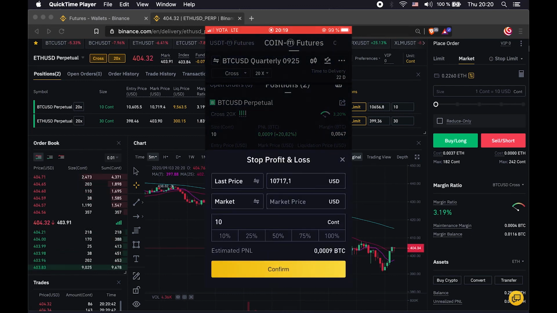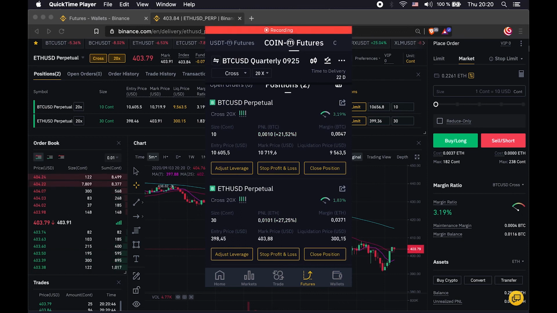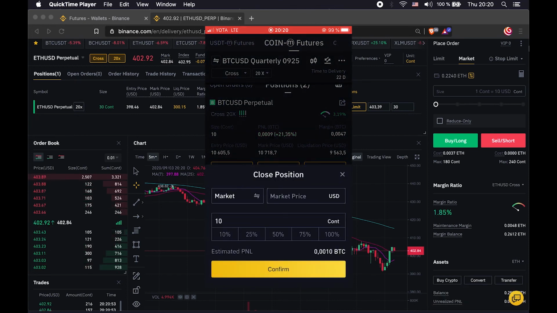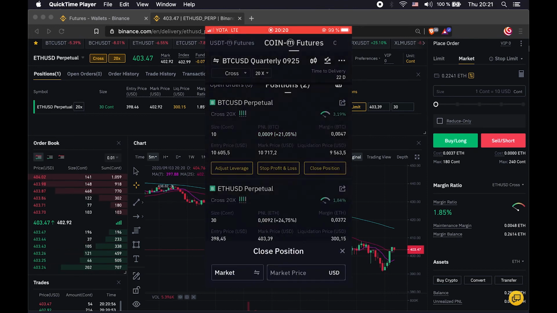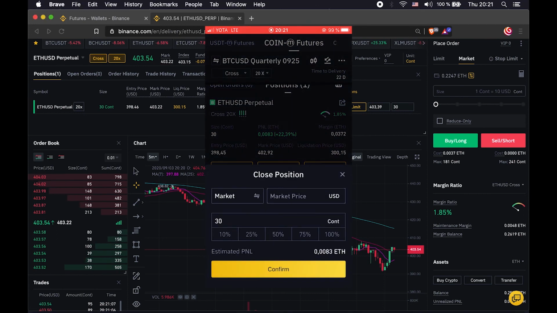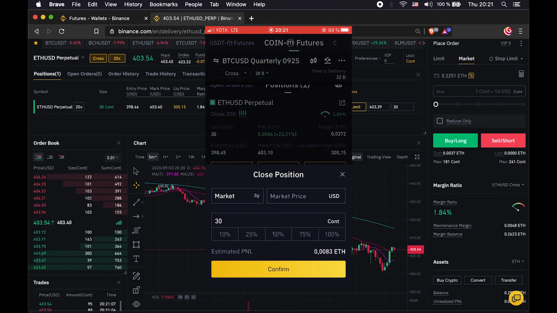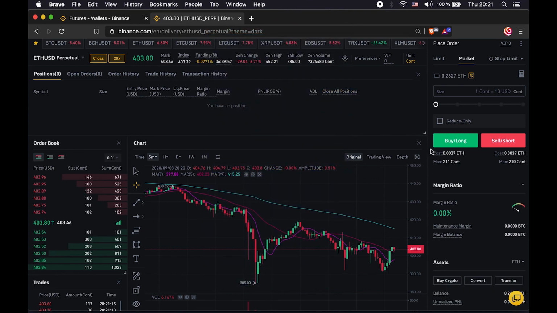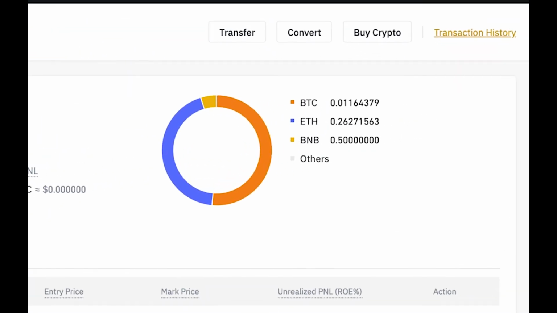You can set orders, cancel orders, you can set stop loss, and by the way, you should always set stop losses. But now we are not doing it because we are trading with a small amount, and this is a demo trade only for example. And now we want to close these positions, and we click close and confirm from our mobile app, as you see. And now, boom, we have closed our positions, and on the laptop screen we see the same thing. And here it is, on our futures wallet we have 0.0116 BTC and 0.262 Ethereum.